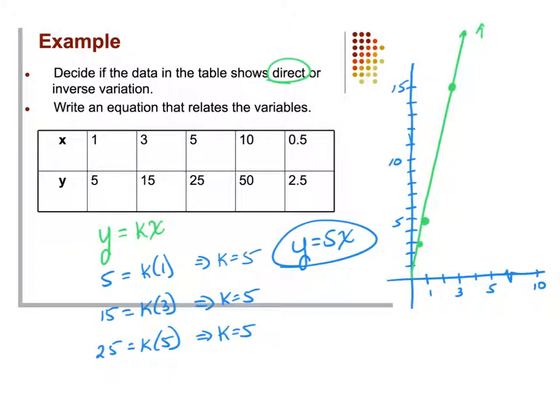Now, do I have to do all three checks? No, I don't. If I know it's a variation, it's either going to be direct or inverse. So I can go ahead and just do one or a couple of these. And that's how we find direct or inverse variation.